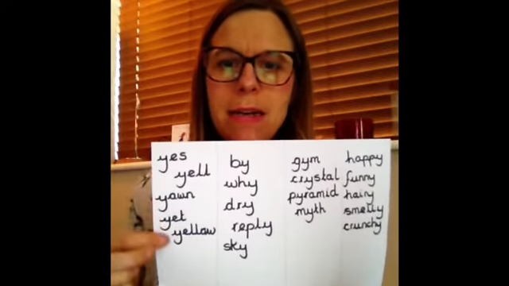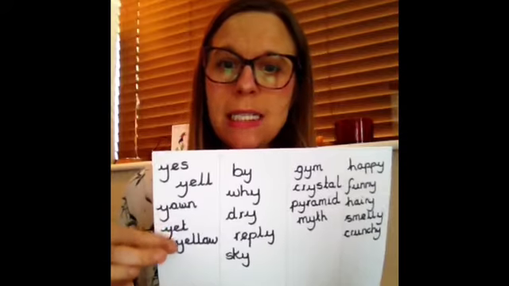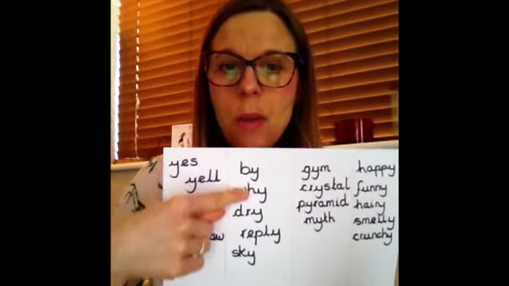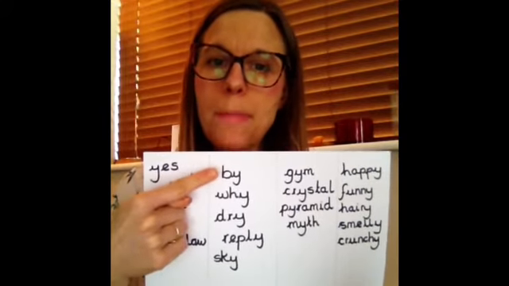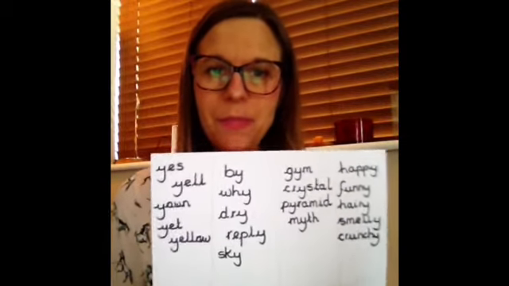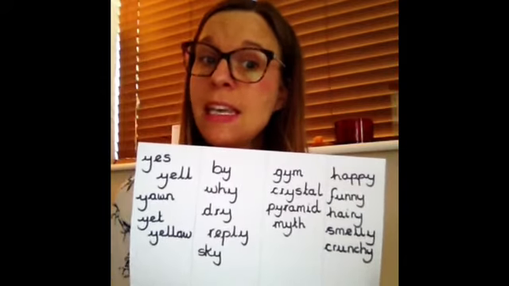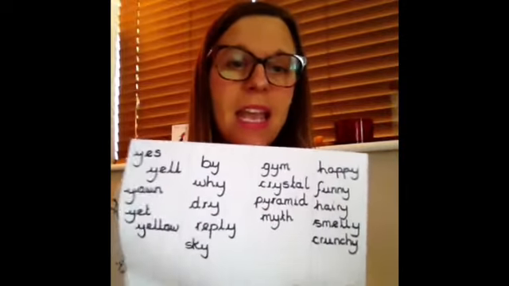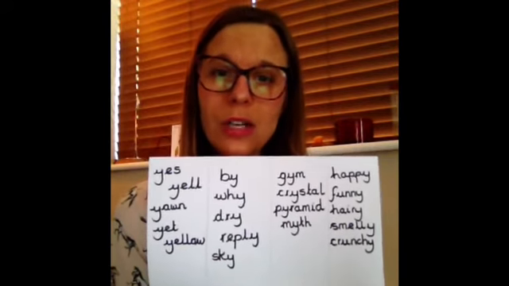Right, in my column down here, I put all the Y pronunciations, all the words that are pronounced with a Y. So I've got yes, yell, yawn, yet and yellow. In this column I've got the I pronunciation, so I've got buy, why, dry, reply and sky. Okay, in my 3rd column I've got the I pronunciation, so I've got gym, crystal, pyramid and myth. And then finally in my last column I've got the E pronunciation, so I've got happy, funny, hairy, smelly and crunchy. So well done if you've got all them right.